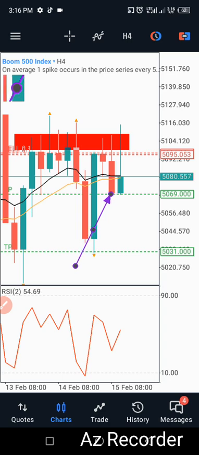And now price opened for this particular 4-hour candle here that we have, and then you can notice a strong spike that went up.